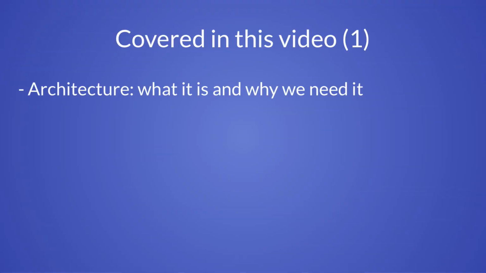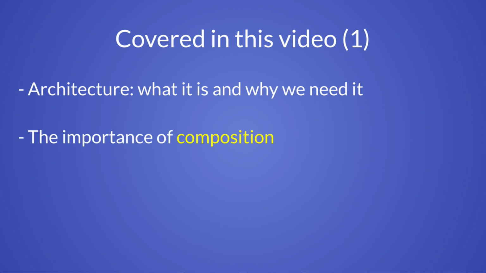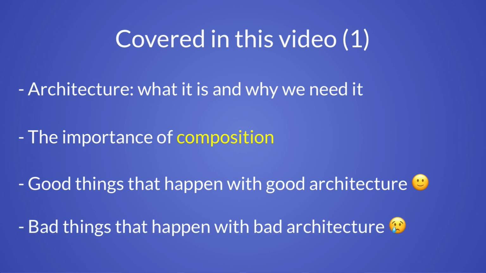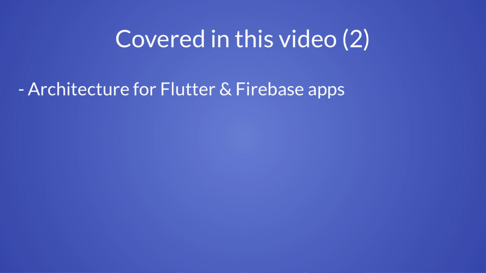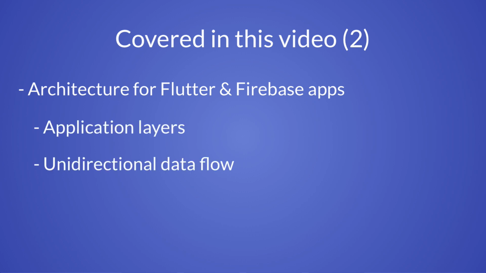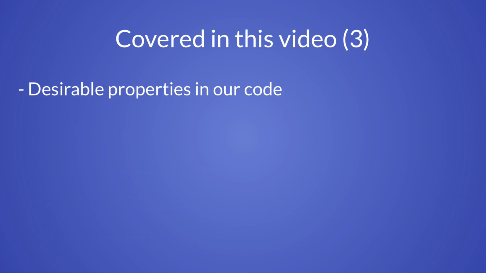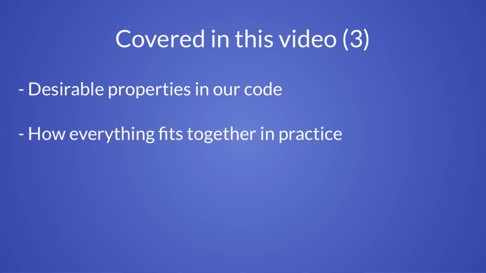Okay, so let me give you an overview of what we will cover in this video. First of all, we will talk about architecture in general, what it is and why we need it. We will learn about the importance of composition in good architecture, and we will see some of the good things that happen when you do have a good architecture, and some of the bad things that happen when you don't have a good architecture. Then we will focus on architecture for Flutter and Firebase apps, and we will talk about various concepts such as the application layers, unidirectional data flow, mutable and immutable state, and stream-based architecture. Then we will look at some desirable properties that we want in our code, and we will see how everything fits together with some practical examples.